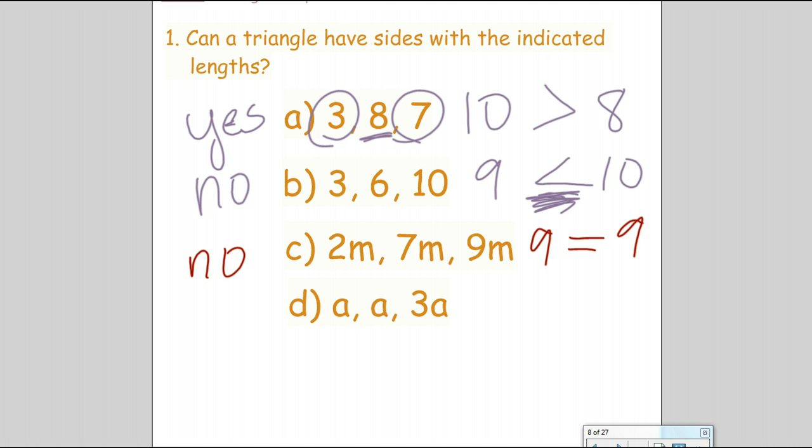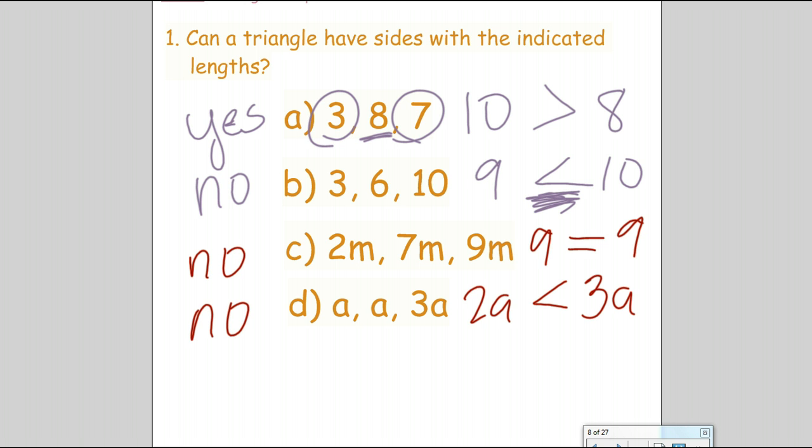Philip's not here. Catherine's not here. Alea, what is A plus A? 2A. Is that greater than, less than, or equal to 3A? Less than. So would that form a triangle? No. It would not be able to reach. So it's yes, no, no, no.